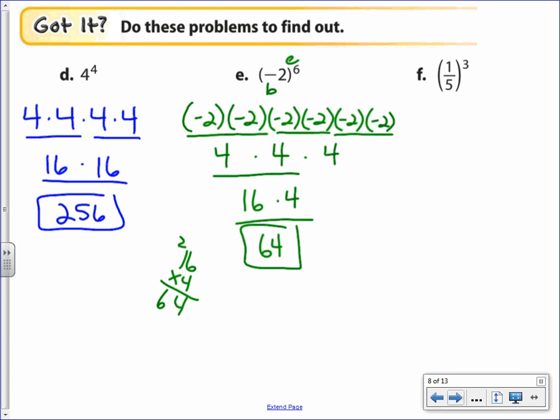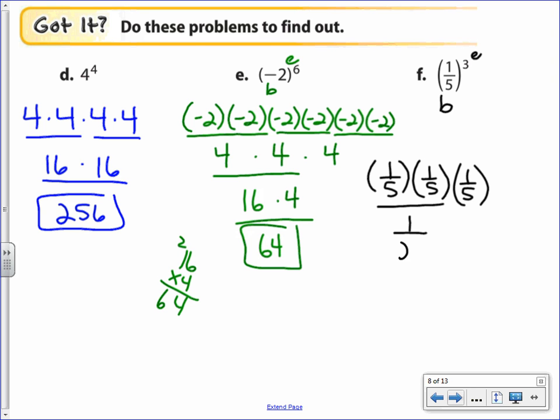And the last one, 1/5 to the 3rd power. 1/5 is my base, and it's raised to the 3rd power. The exponent is 3. I like to use parentheses around fractions when I'm multiplying fractions. No calculator. 1/5 times 1/5. 1 times 1 is 1. 5 times 5 is 25. Times 1/5. 1 times 1 is 1. And 25 times 5 is 125. Evaluate. Find the value of powers.